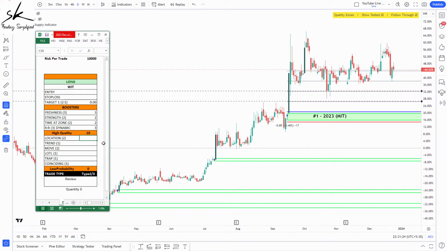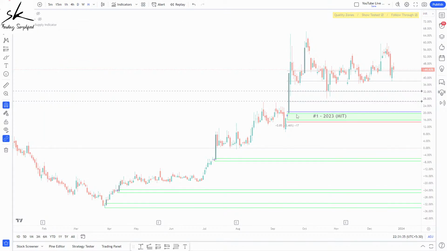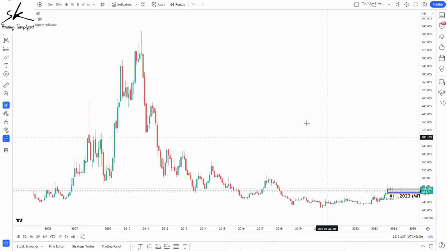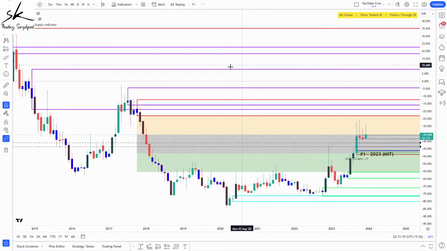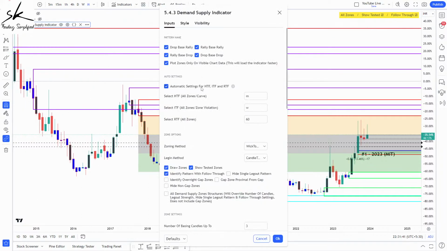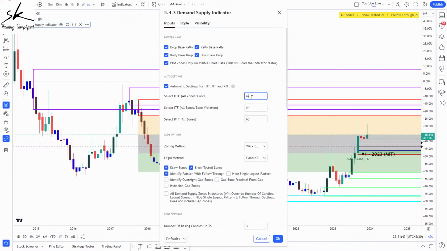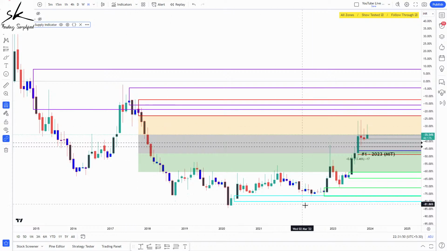Now, the next thing is the probability factor. The first thing we check for the probability factor is, where is the zone located on the demand supply curve? So if I go to my higher time frame, and as a monthly income trader, my higher time frame is monthly. Here you can see, because I've already applied the automatic settings for HTF, as soon as I went to the monthly time frame, it automatically did all the zones and the curve analysis for me. So now I can see that this is my curve.